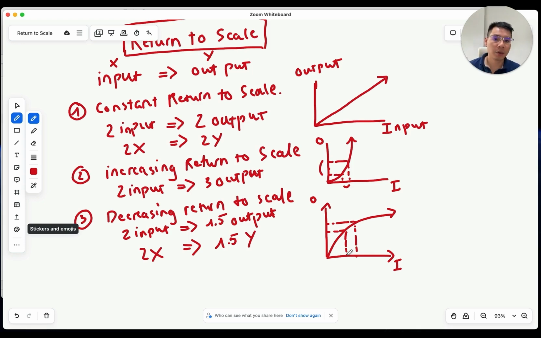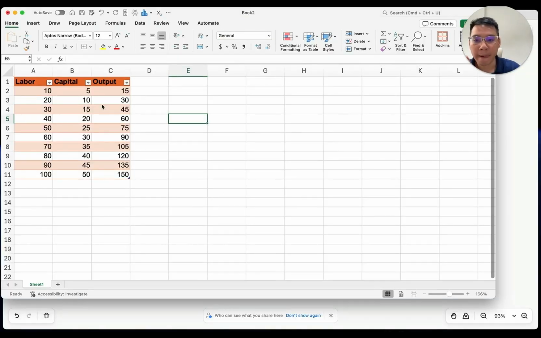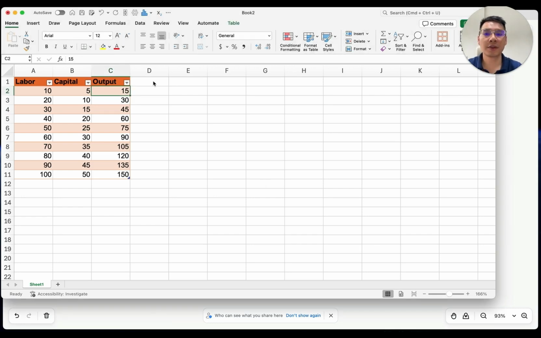So how do we apply that to something very real? This is an example of, let's say, a farming business where you have labor, capital, and output. You recorded the different amounts of labor input, capital input, and the amount of output you are getting from this business. Now, how do we identify or recognize the returns to scale? The first step is to measure the change in each of the inputs. So I'm going to measure the change in labor. I'm also going to measure the change in capital.